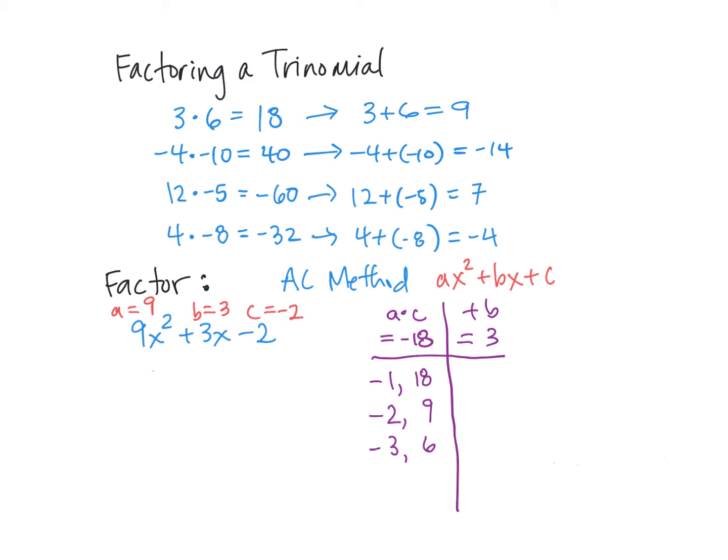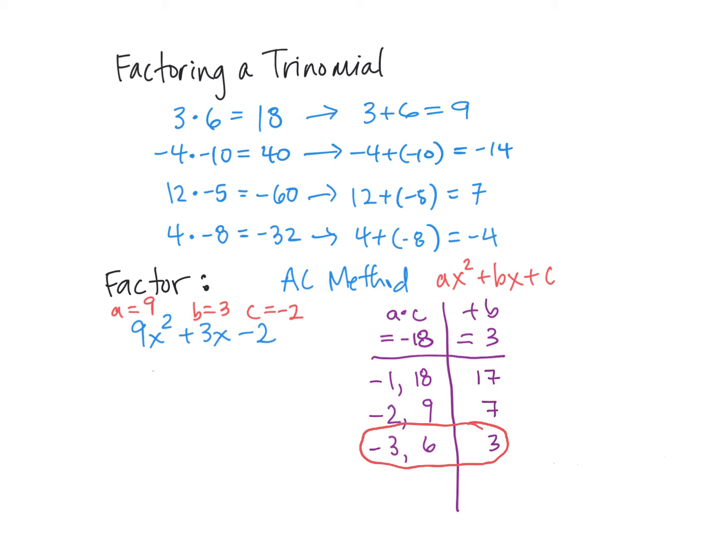Shaboom. And now I'm going to add up. Negative 1 plus 18 is 17. Negative 2 plus 9 is positive 7. And negative 3 plus 6 is positive 3. And that's the pair I'm looking for, the ones that added up to positive 3.